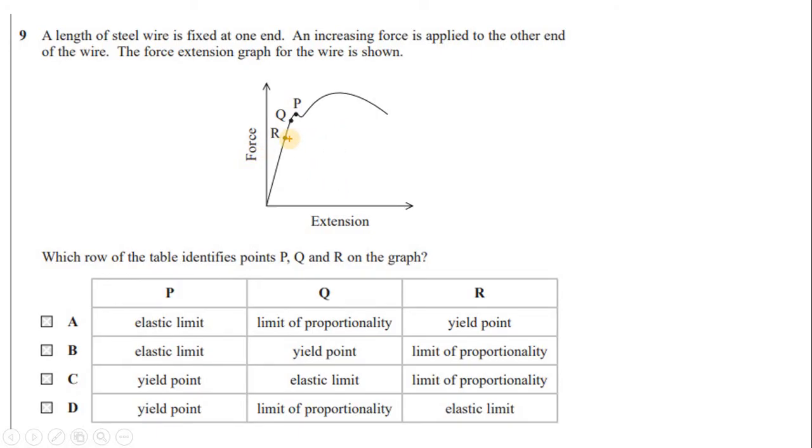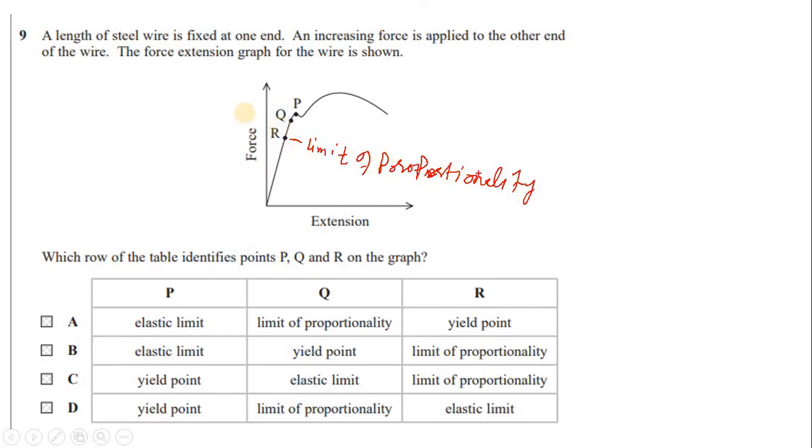Number one is the first point, and before this point, we have a straight line and the material obeys Hooke's law, and this first point is always called the limit of proportionality. Meaning at or before R, the material obeys Hooke's law.